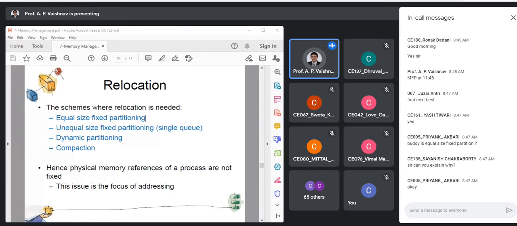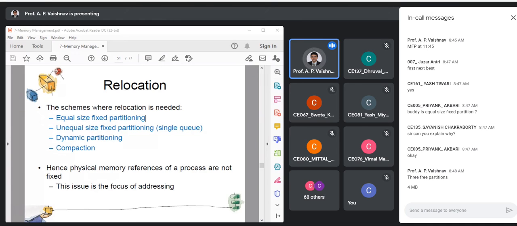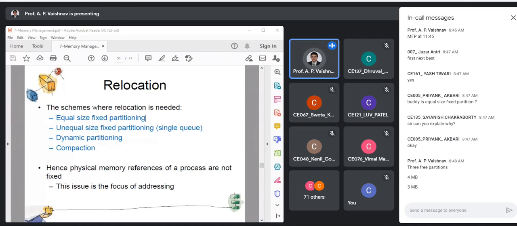I'll explain, right? Why? So why do we need to use relocation over here? Suppose you assume, Sainish, that if we are having three free partitions, and all of them are of, let us say, 4 MB, right? And if you are getting a request of size 3 MB, right? Now, are you going to select which of the 4 MB partition you will be allocating the process? The choice is trivial over here, isn't it? I can allocate anyone out of the 4 MB partitions.